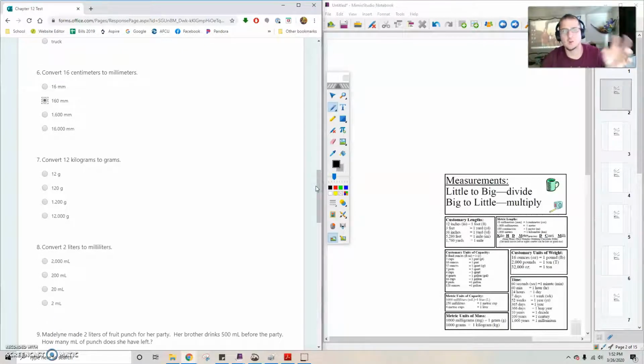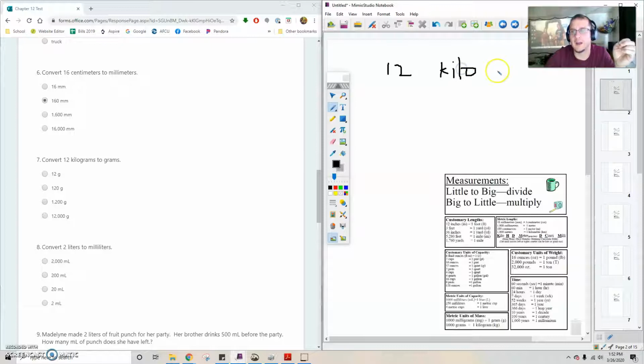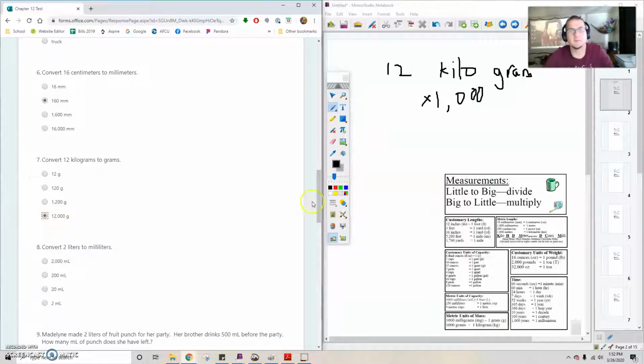Convert 12 kilograms into grams. Okay, again, look at our chart down here. We're looking at mass. 1 kilogram is equal to 1,000 grams. So if I have 12 kilograms, remember kilo means 1,000. So if I have 12 sets of 1,000, then I have 12,000 grams. So we're going to click that right over here.